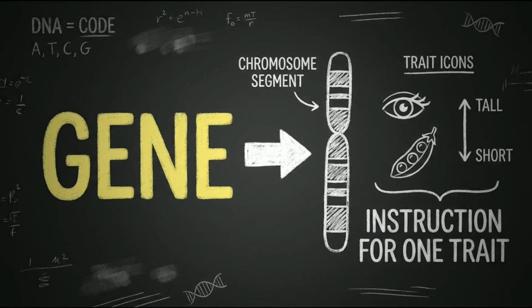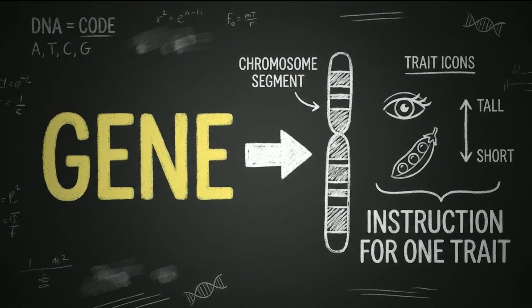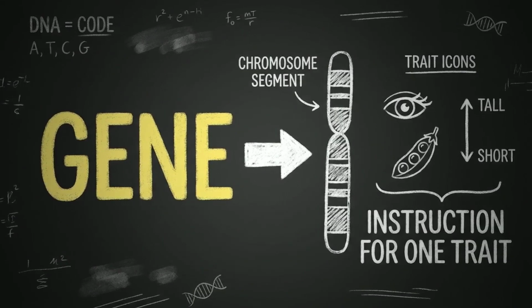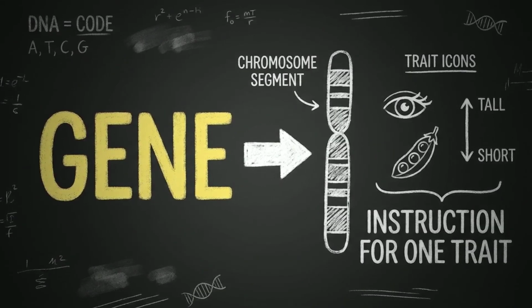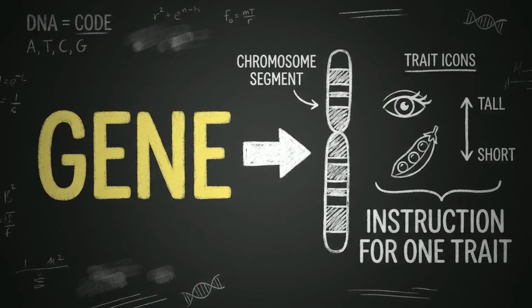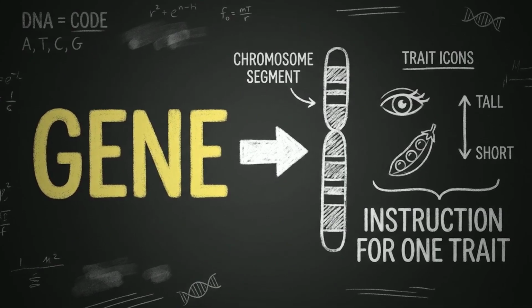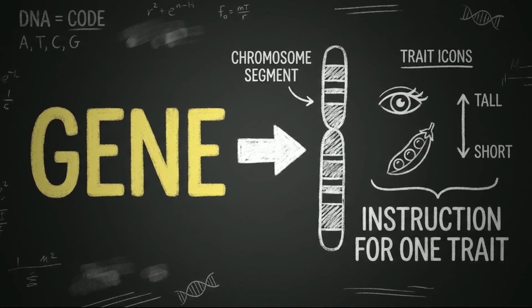Word 1. Gene. A gene is a specific segment of DNA that codes for a particular characteristic. Eye color, blood type, height, flower color. Think of a gene as the instruction manual for one specific feature of a living thing.